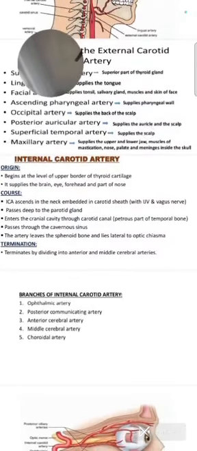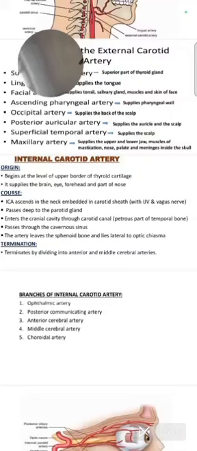So next, internal carotid artery. This is another branch of common carotid artery. The internal carotid artery forms a part of the circle of Willis. The main branches arising from the internal carotid artery supply almost all parts of the brain. The internal carotid artery also begins at the level of upper border of thyroid cartilage, and it supplies the brain, eye, forehead and the part of nose.